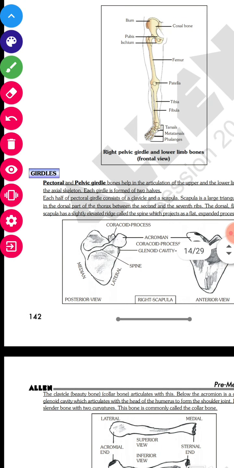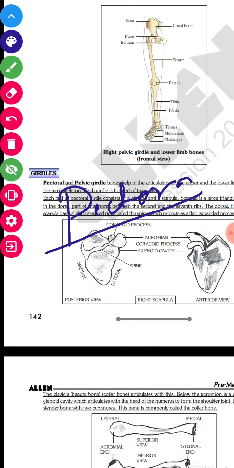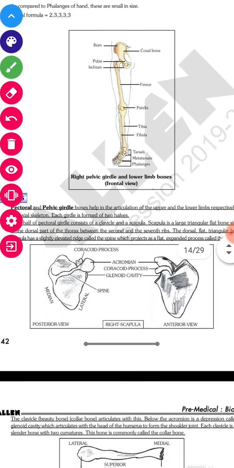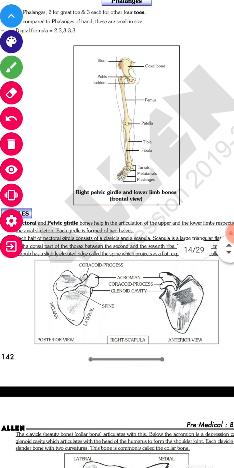Now we were going to see girdles, which are the pectoral girdle and pelvic girdle. Pectoral girdle means we are going to talk about the shoulder bone, and when we talk about the pelvic girdle, we are going to talk about the hip bone. That we will continue in the next lecture. I hope you have understood.